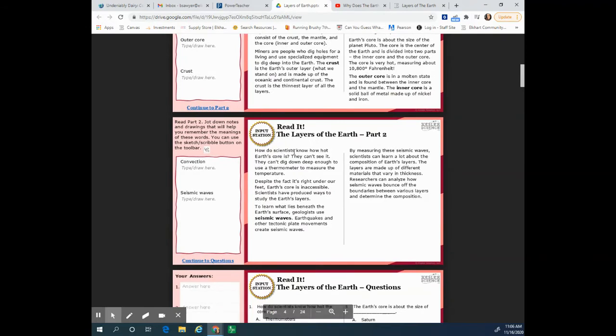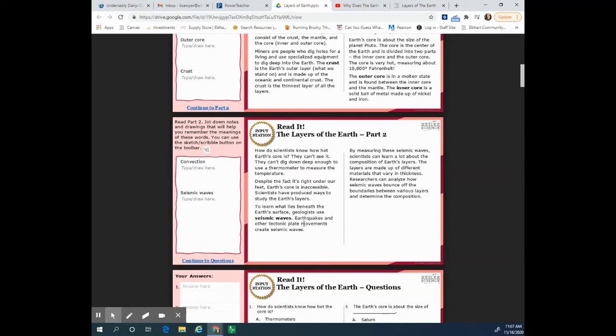How do scientists know how hot Earth's core is? They can't see it. They can't dig down deep enough to use a thermometer to measure the temperature. Despite the fact it's right under our feet, Earth's core is inaccessible. Scientists have produced ways to study Earth's layers. To learn what lies beneath the Earth's surface, geologists have used seismic waves.